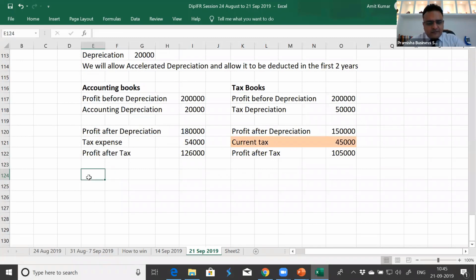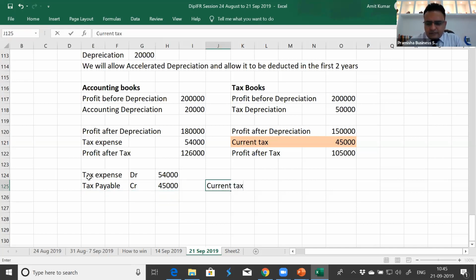What will be the entry? Tax expense, debit 54,000. Current tax, which is tax payable, credit, how much? 45,000. This is current tax. What about the difference?